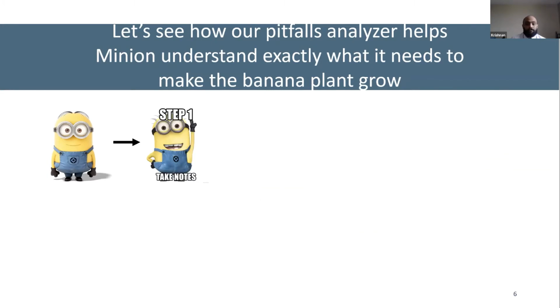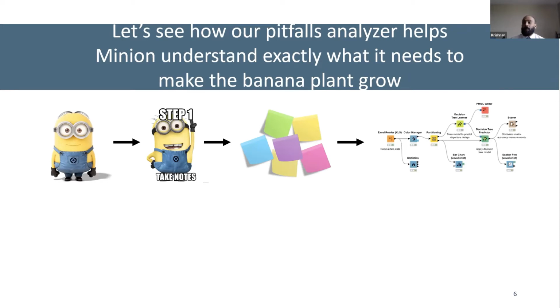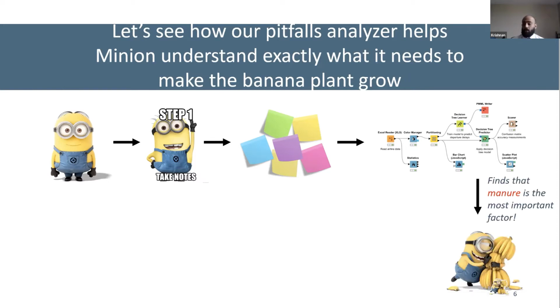So there's a Minion. It tries to understand what makes the banana plants grow. So the first thing it does is it collects data like any good data scientist. It collects all the data, makes the independent features, and then builds a pipeline using one of these tools. I'm assuming the Minion does not have too much expertise to code things up, so it's going to use some data science pipeline tools like KNIME that help it build a pipeline quickly. And then it finds that manure is the most important factor to make sure the bananas grow fast and everything.